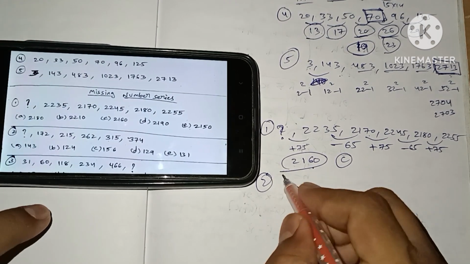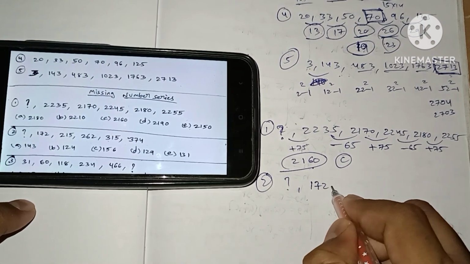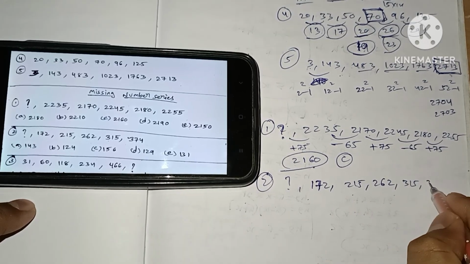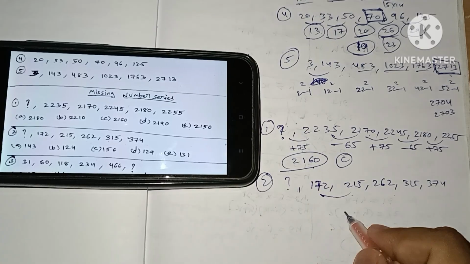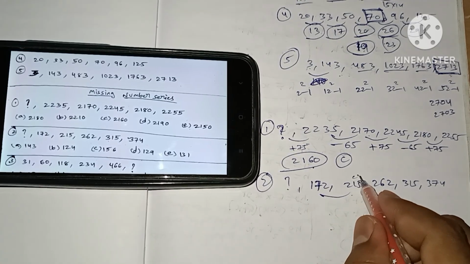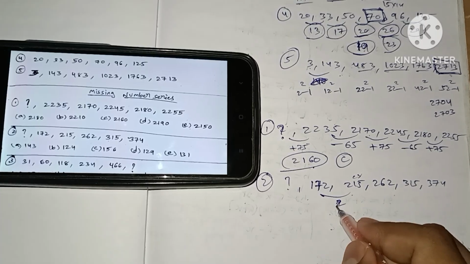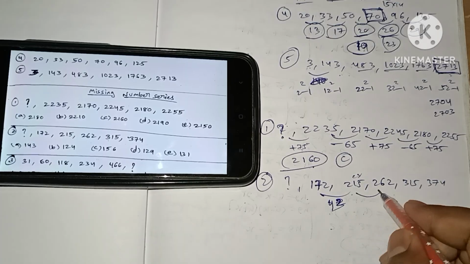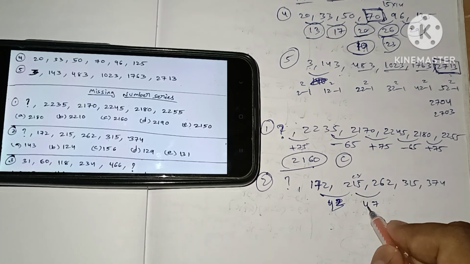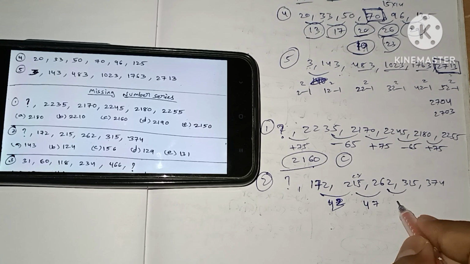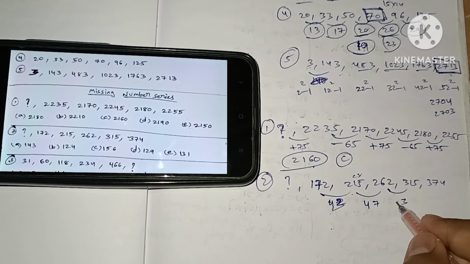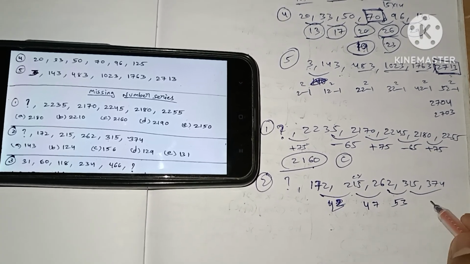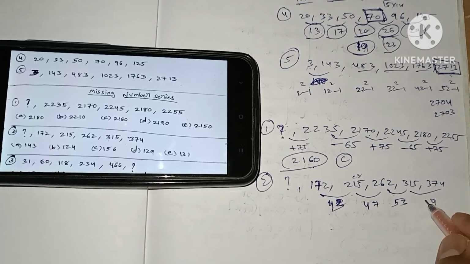Second question. Question mark, comma, 172, 215, 262, 315, 374. Here we have a difference of 28 and this is 43. Difference of 43. Here the difference is 47. Here the difference is 53 and 59. Here the difference is 59, and this is 559.